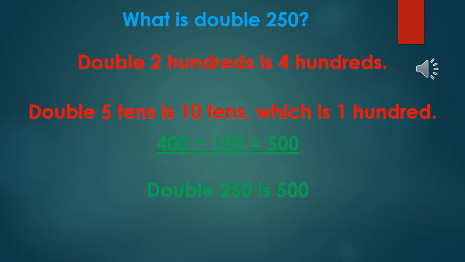Now when we add 400 plus 100, it gives us 500. We can also add the number 250 to itself. So 250 plus 250 also gives us 500. So the double of 250 is 500.